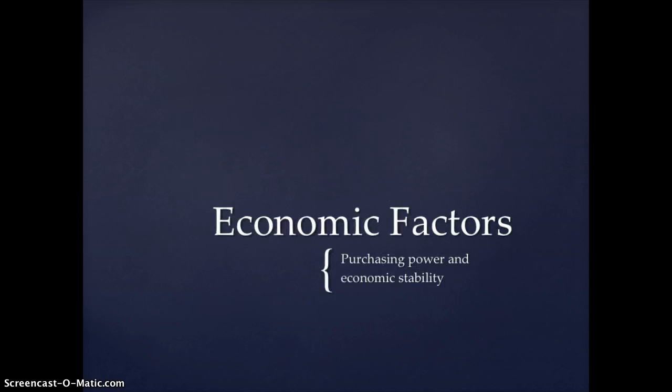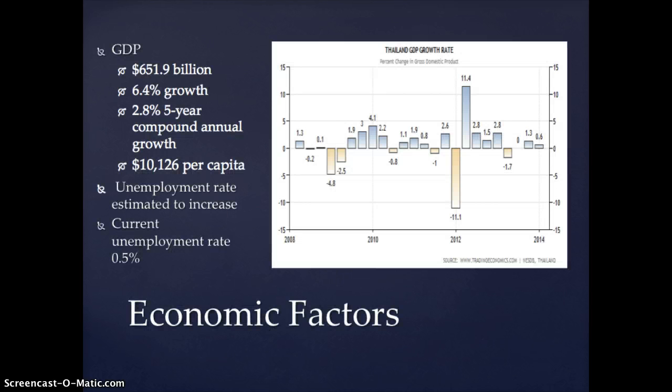The next factor consists of the economic factors. Economic factors cover purchasing power as well as economic stability. Right here we have the GDP of Thailand in the table. The Thailand GDP has an average rate of 9.75% from 1993 until 2013. And we also have more statistics about different things about GDP.